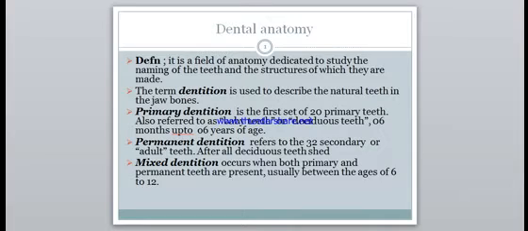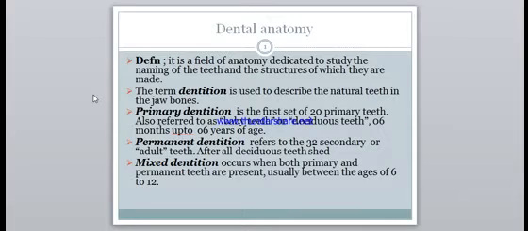When we start with the definition, it is a field of anatomy dedicated to the study of the naming of teeth and the structure of which they are made. The term dentition is used to describe the natural teeth in the jaw bones. Primary dentition is the first set of 20 primary teeth, also referred to as baby teeth or deciduous teeth.